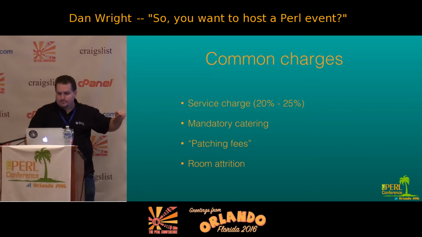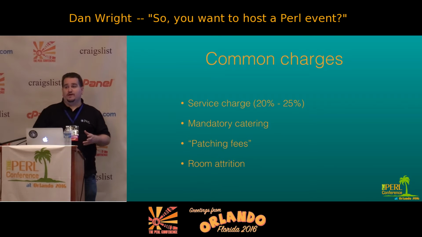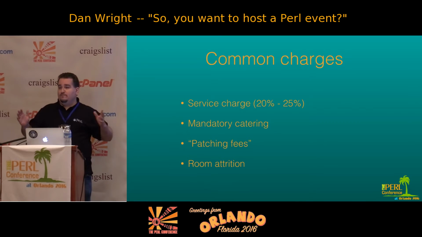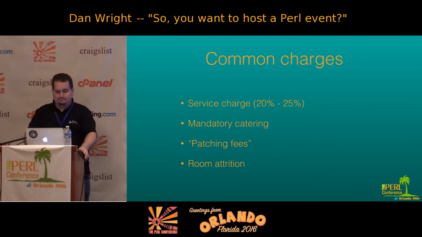Room attrition. Room attrition is basically, we've asked the hotel to reserve a certain number of rooms for our event. We say, we want 720 room nights for this event, and we want you to give us a good rate. And they say, okay, we'll set aside 720 room nights for this event, and we'll give you this price per night. But you have to promise us that at least 85% of those rooms are going to be filled. If you don't get to that 85% mark, we're going to charge you for the difference. And that's what room attrition is.